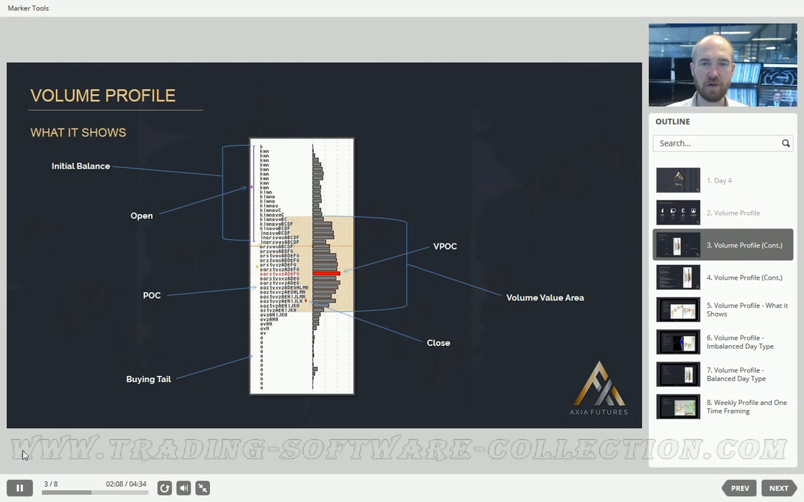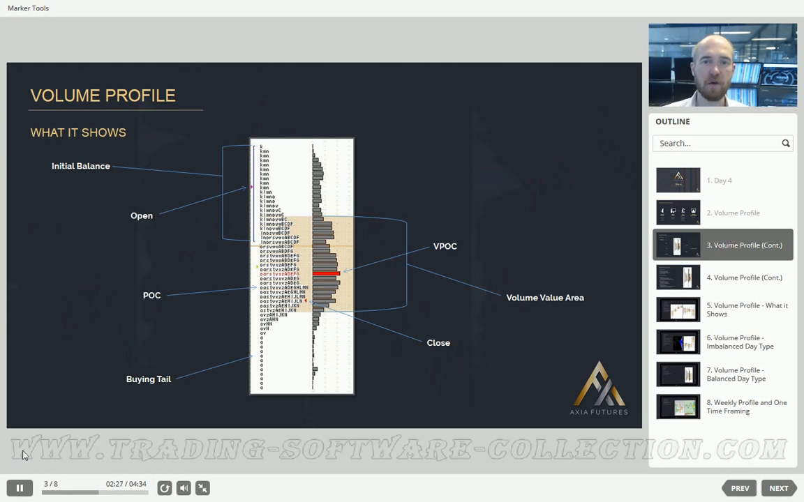So that's what your initial balance shows you. You then have the M&N prints, which some people will also consider into initial balance because they are the start of the cash trading hours as well in Europe. So it's up to you, but generally you'll always look at the first hour on its own.